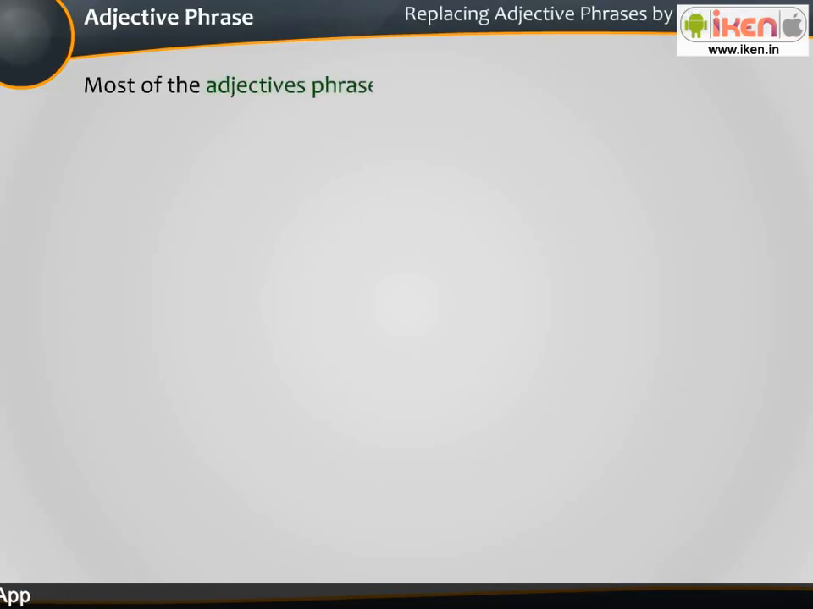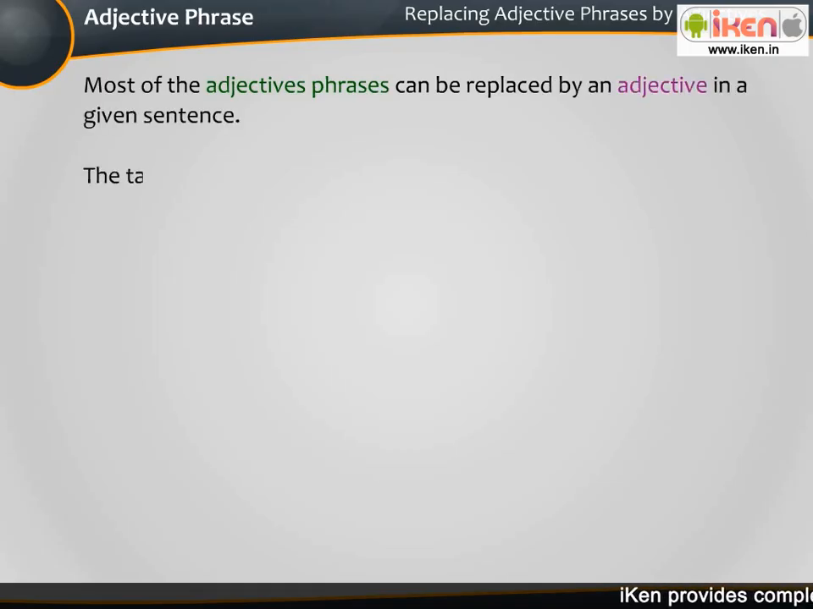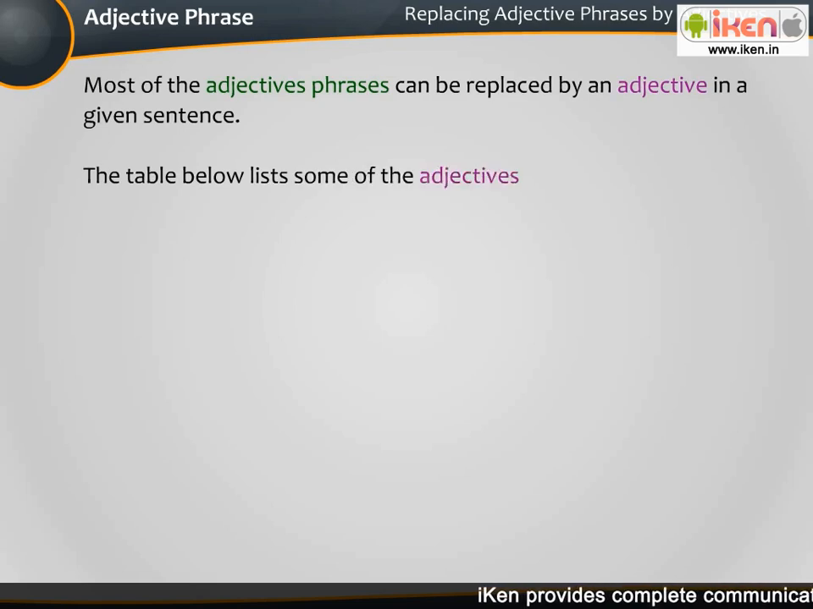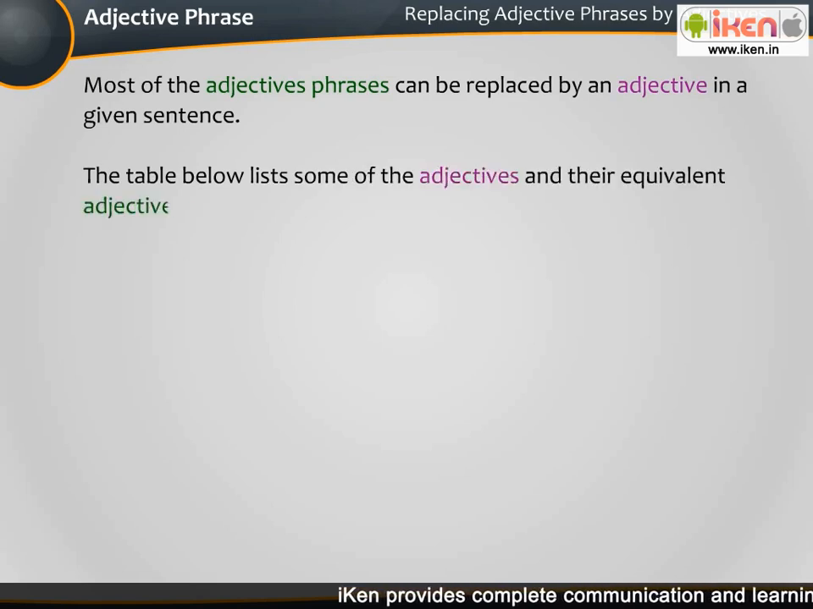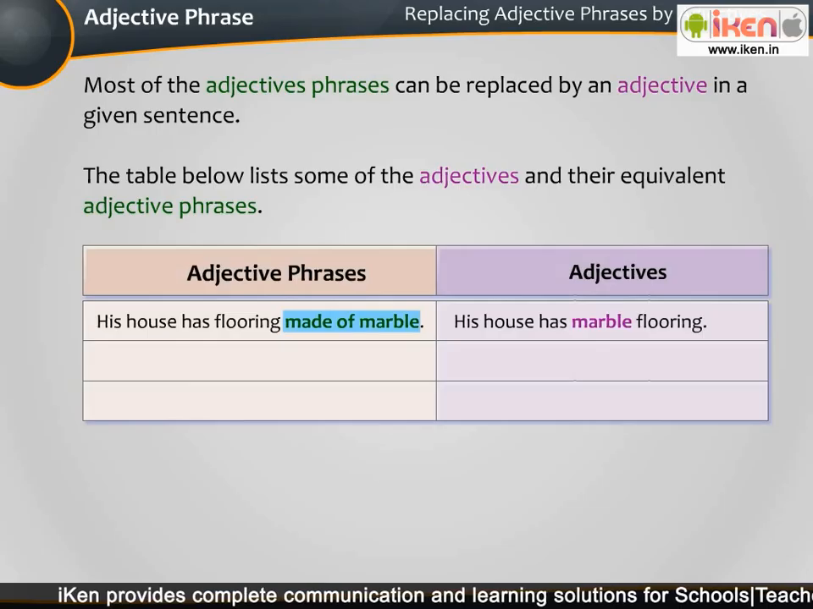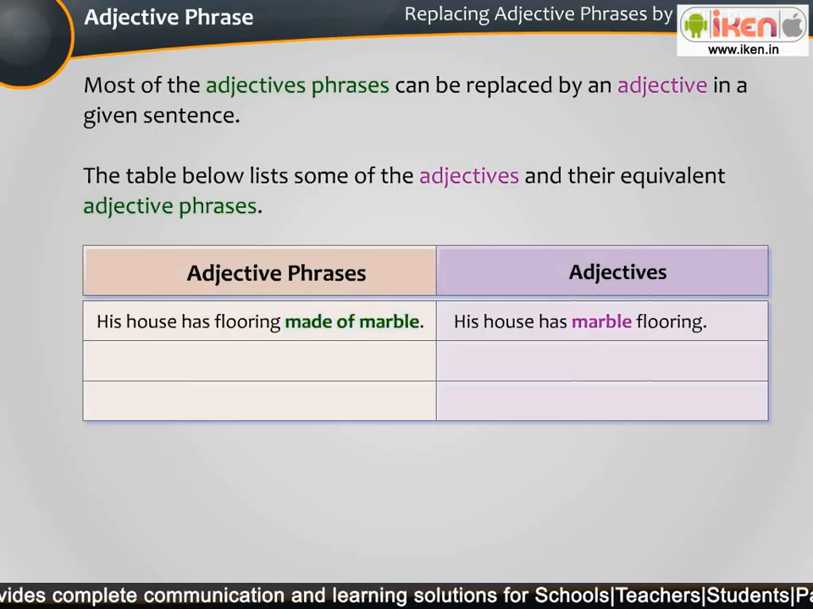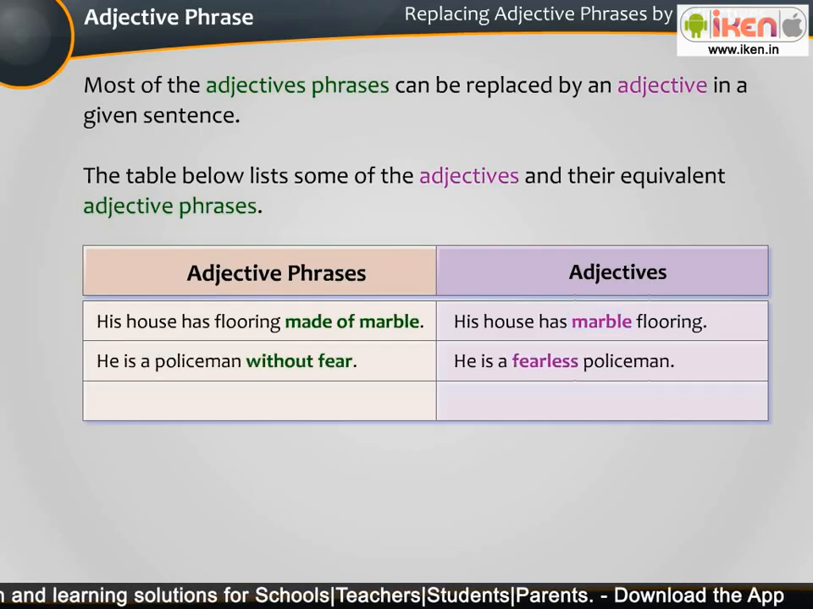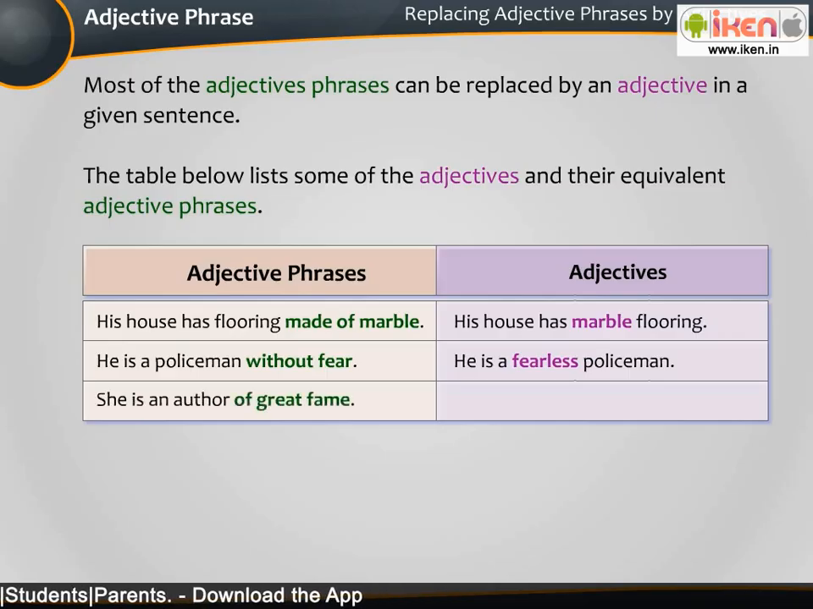Most of the adjective phrases can be replaced by an adjective in a given sentence. The table below lists some of the adjectives and their equivalent adjective phrases. In the first example, the adjective phrase made of marble can be replaced by the adjective marble. In the second example, the adjective phrase without fear can be replaced by the adjective fearless. In the third example, the adjective phrase of great fame can be replaced by the adjective famous.